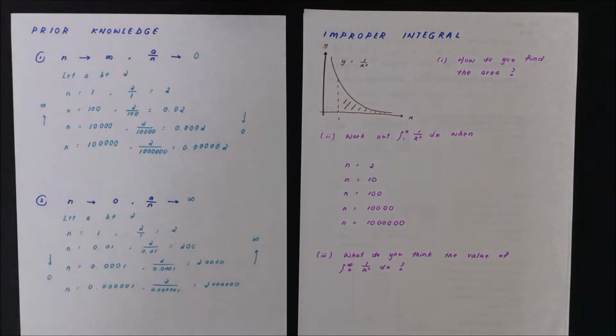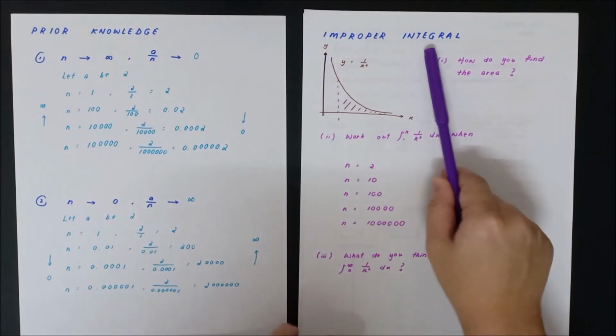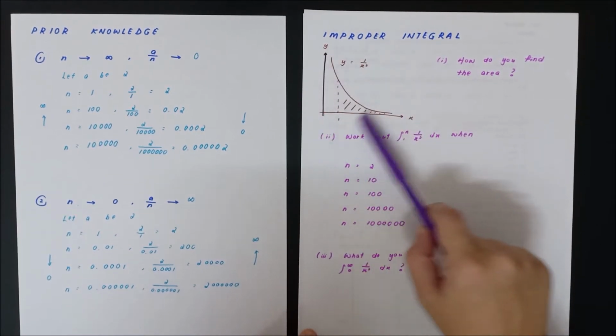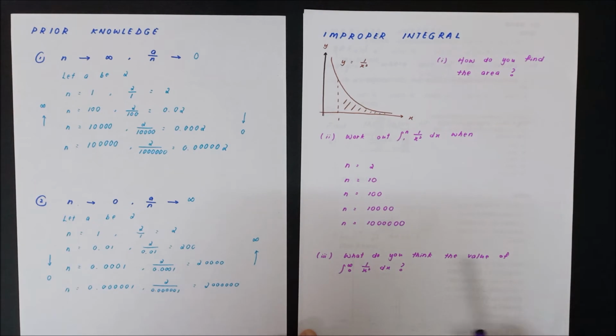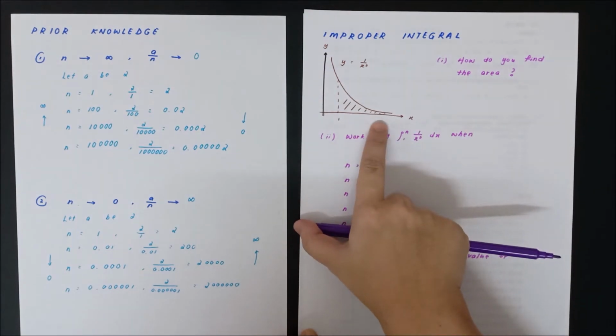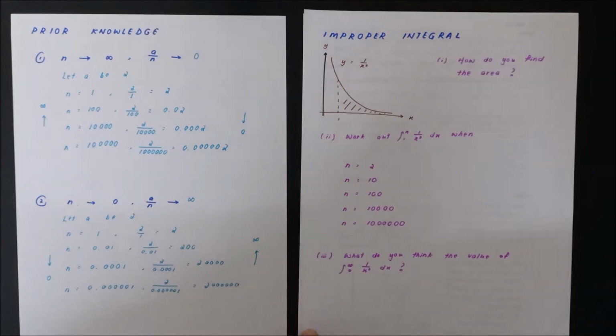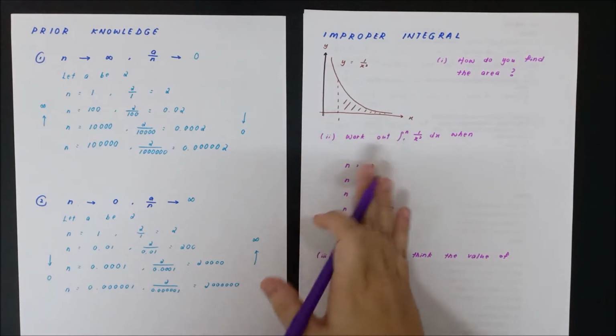Alright, now we are moving into the content of today, which is improper integral. Let's look at this graph here. This is content that we already learned last week, which is how to find the area. Now you have this graph and this curve. How can you find the area of the shaded region here? Normally you will have a limit which tells you what the upper limit and the lower limit are.